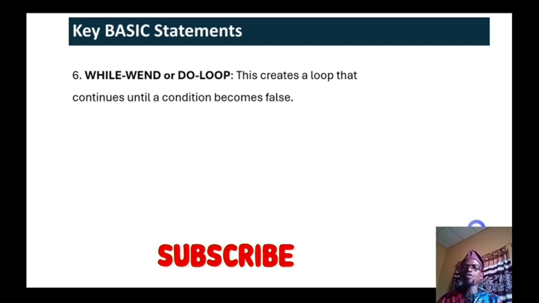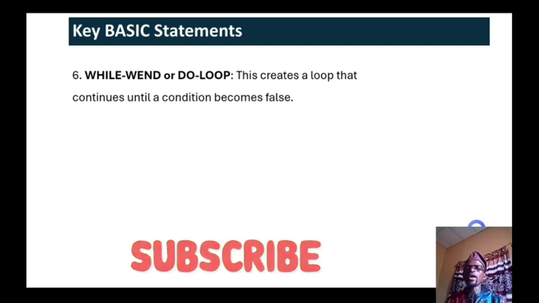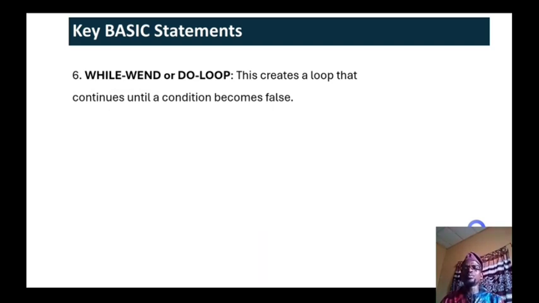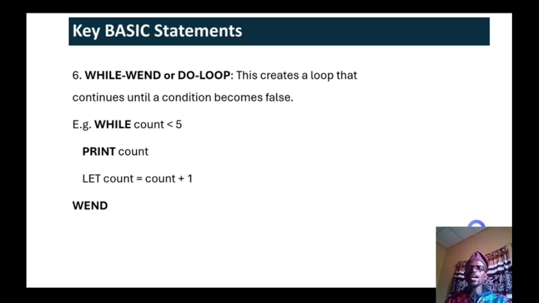Another example of a key BASIC program is the while, when, or do loop. This creates a loop that continues until a condition becomes false. Let us look at an example. While count is less than 5, print count. Let count equals count plus 1. While end. When means while end.